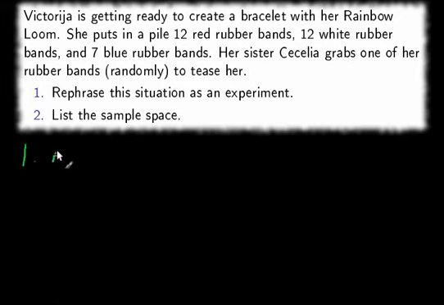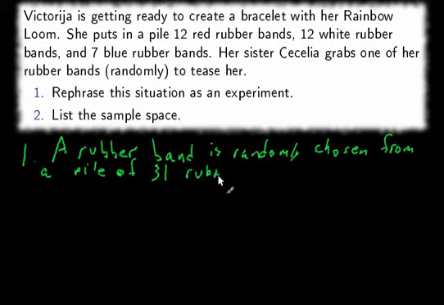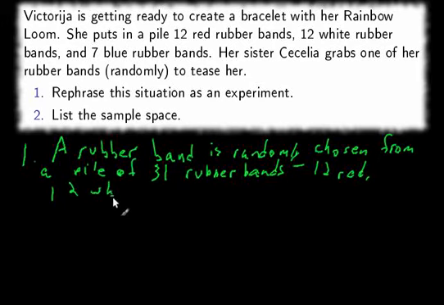Number 1. A rubber band is randomly chosen from a pile of 31 rubber bands. Twelve red, 12 white, and 7 blue.